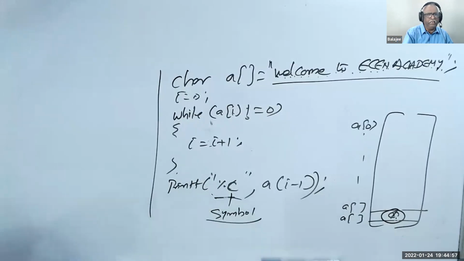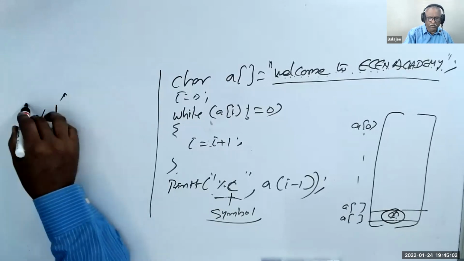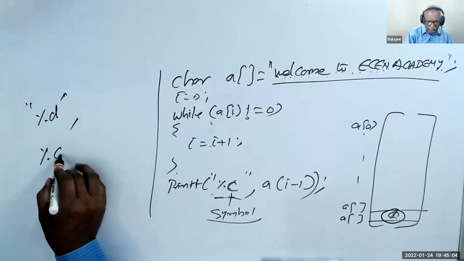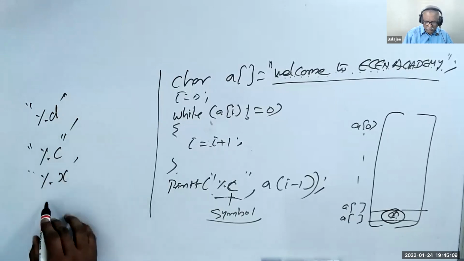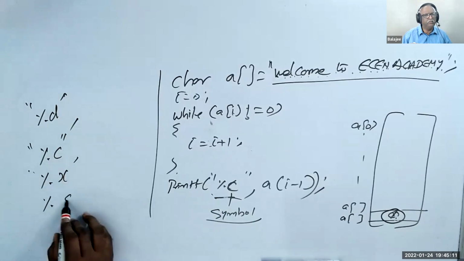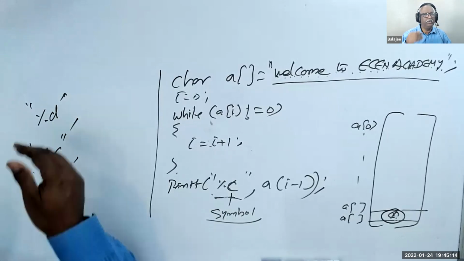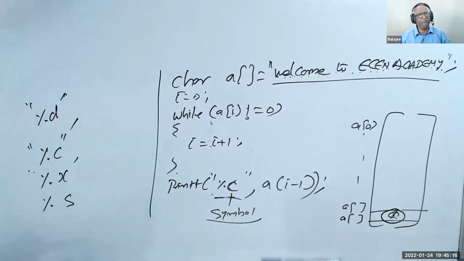So practice a lot. So far we have used percentage D. Now learn to use percentage C, percentage X, percentage S. Learn to use them. Then you know how it's printing. Do 2, 3 various types. Start printing. If not, I'll give you so many problems. You can start typing them and learn how each one is behaving.